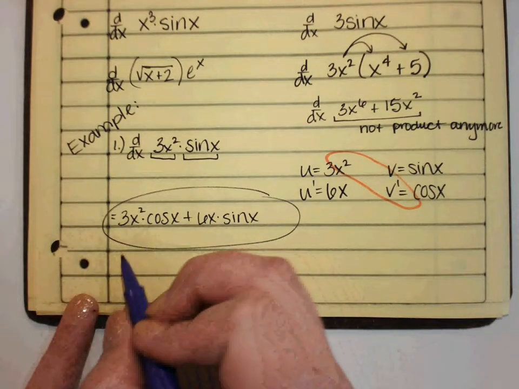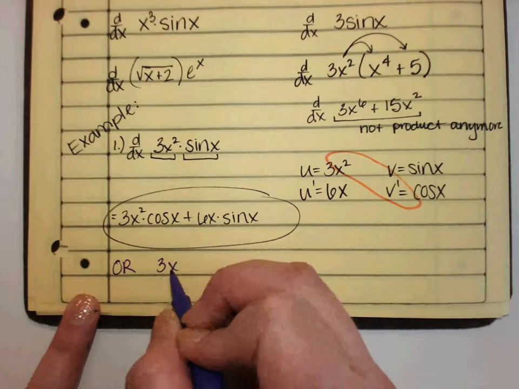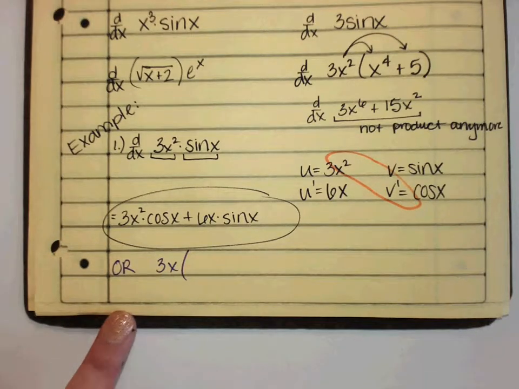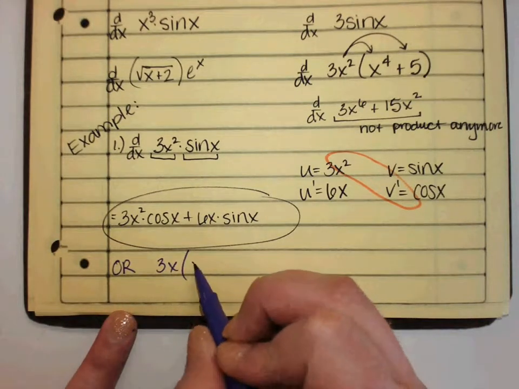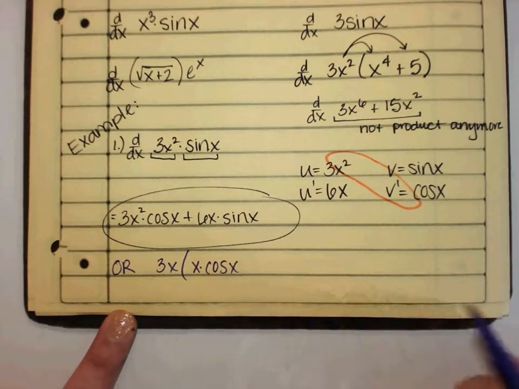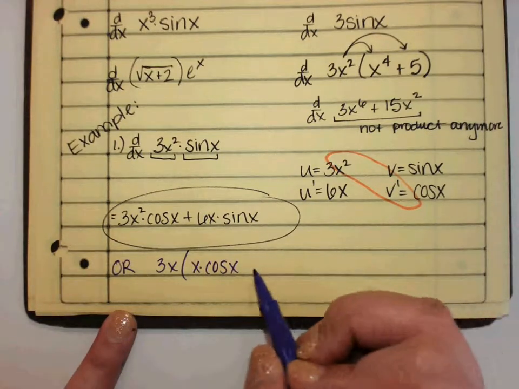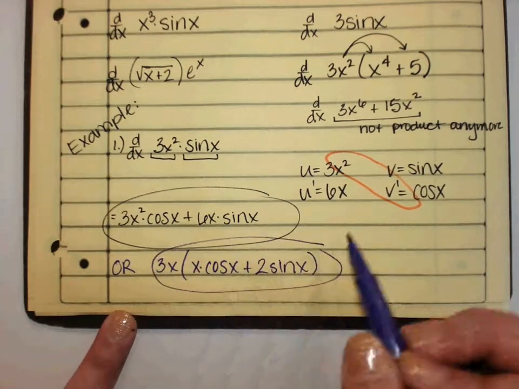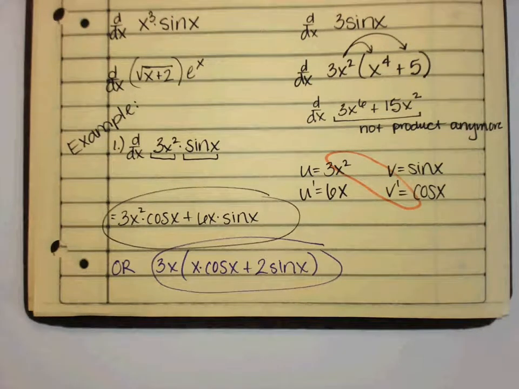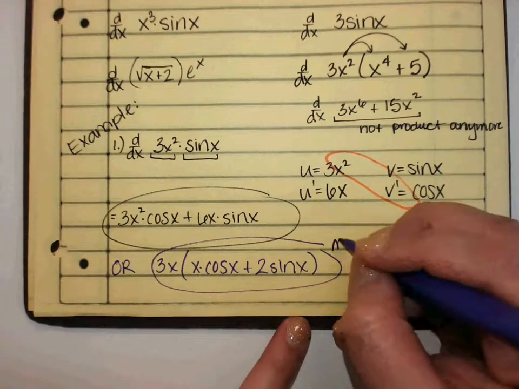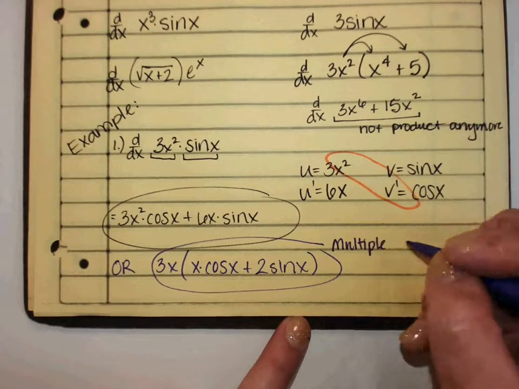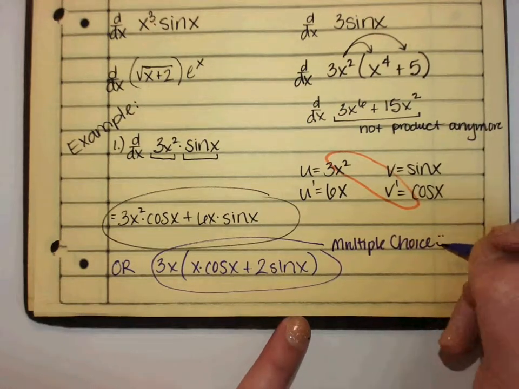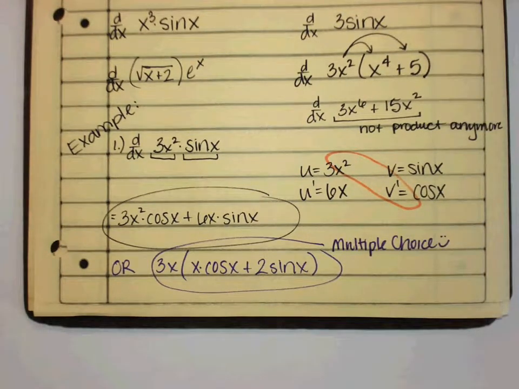3x. Good. So I'm going to take a 3x out. What would be left over from 3x squared cosine x? x cosine x. And what would be left over from 6x sine x? 2 sine x. Now, technically, these are the same thing. But if they were going to give you a multiple choice answer, they would probably write it like that. But if it's free response, this is perfectly fine. Good enough. You don't have to do that. Just if it's multiple choice, they will.